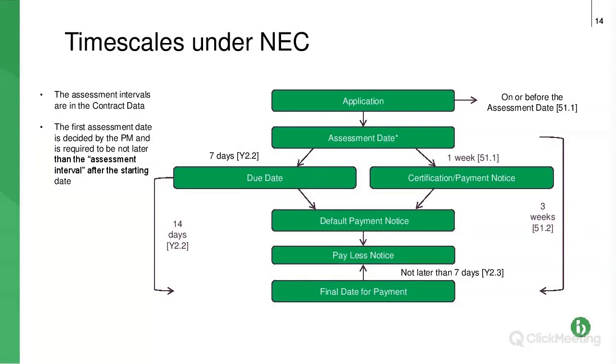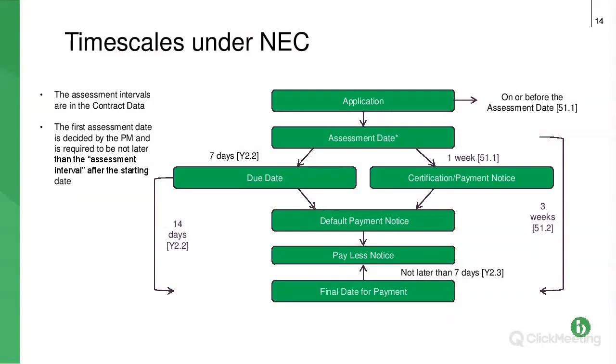The contract data, part 1, so the part that the paying party will have completed, will state what the assessment intervals are. So is the payment application process monthly? Is it every 28 days? Is it 2 weekly? That's what we're talking about by payment intervals. Typically, it will be monthly. It's so much easier if it is.